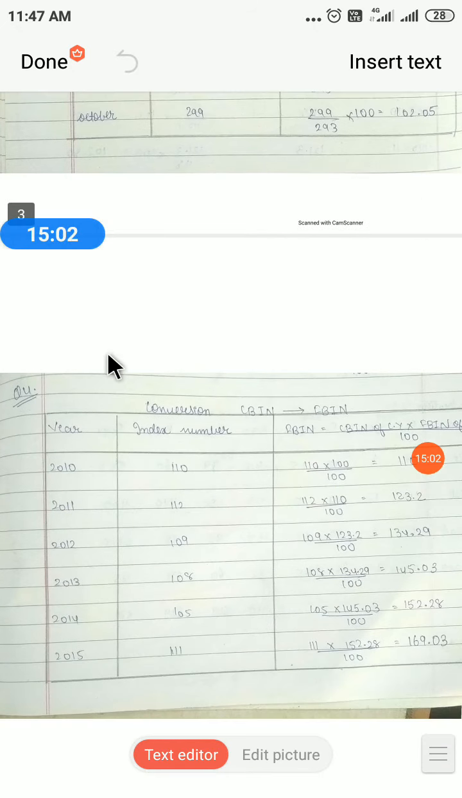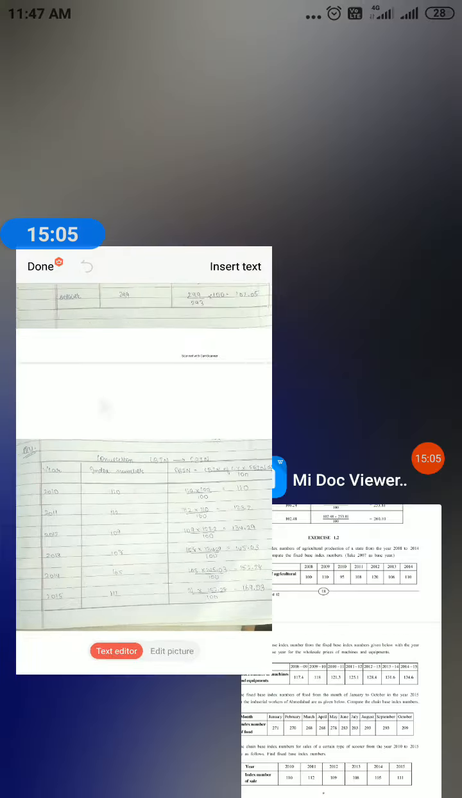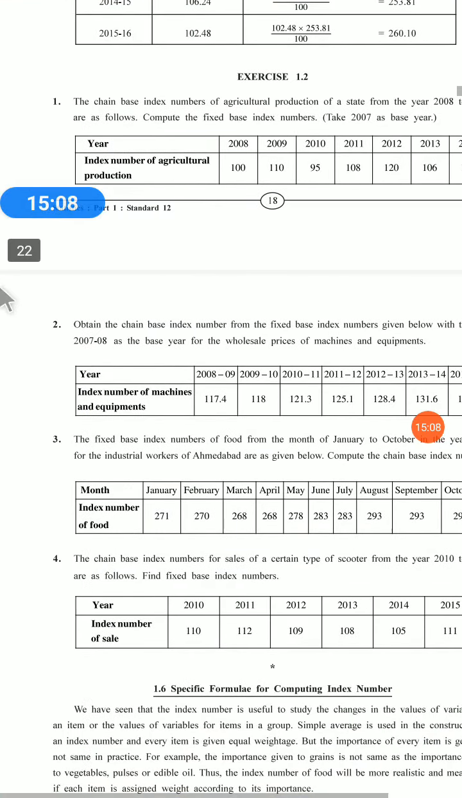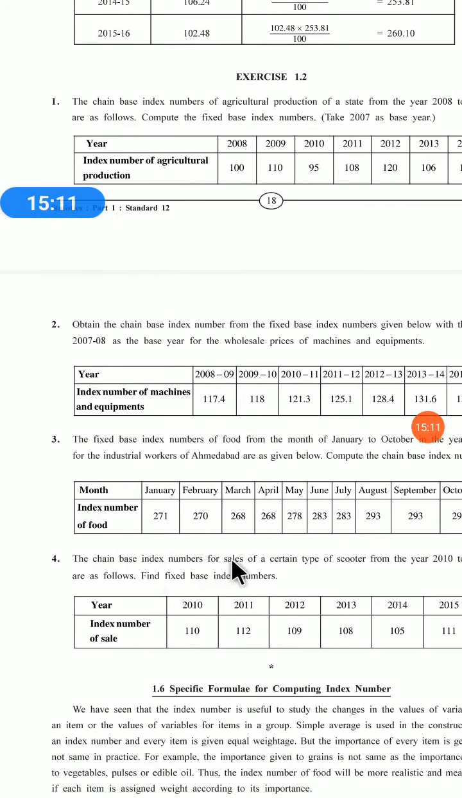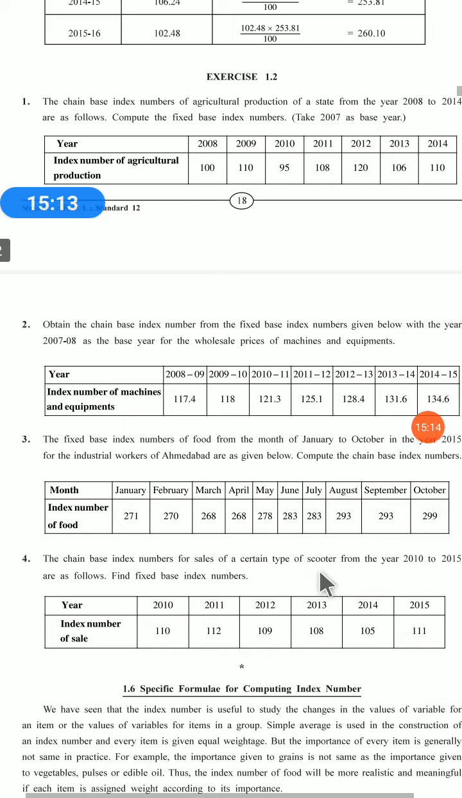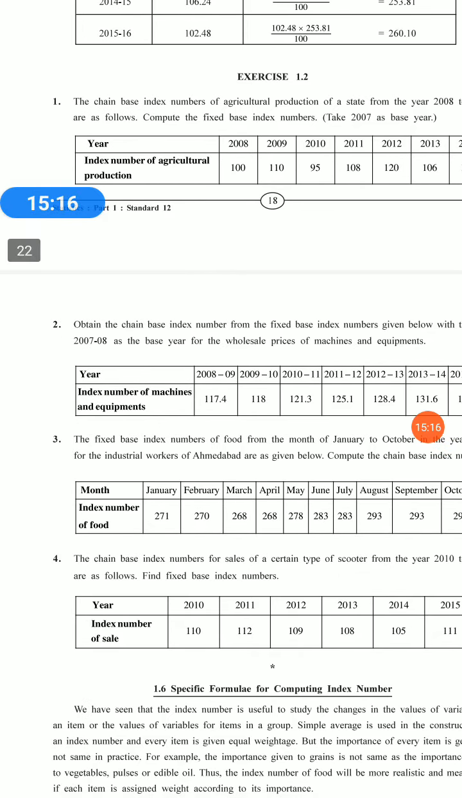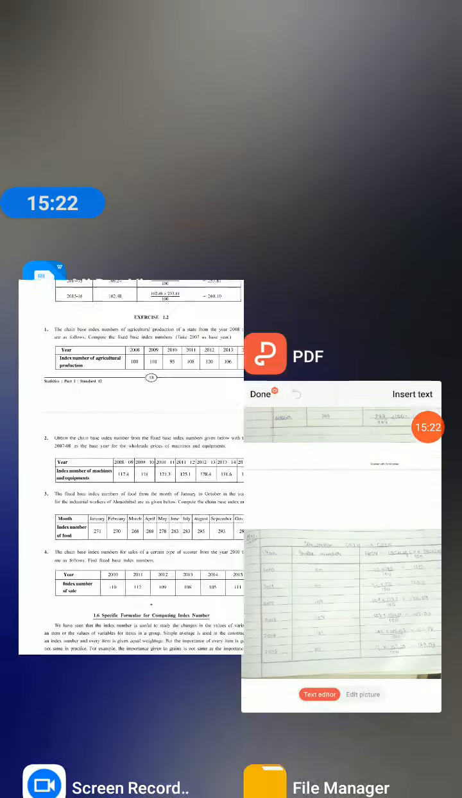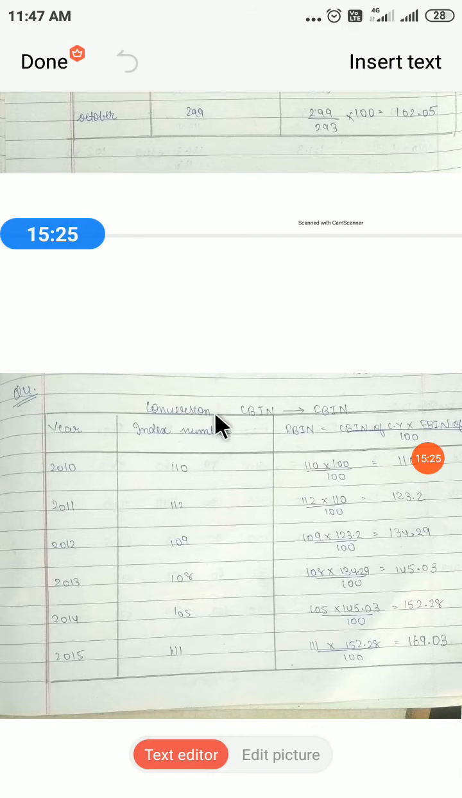Now we are going to see question number 4. What is question number 4? The chain based index numbers for sale of a certain type of sector from the year 2010 to 2015 are as follows. Find fixed base index number. So again we have to prepare one table with the heading conversion of chain base index number into fixed base index number. Make columns for the year, index number and conversion. It means fixed base index number is equal to chain base index number of current year into fixed base index number of preceding year upon 100.